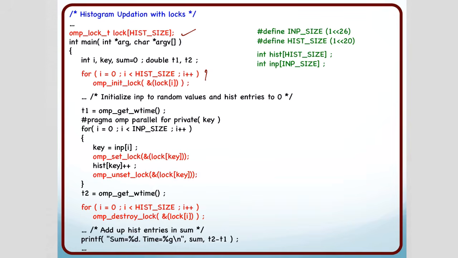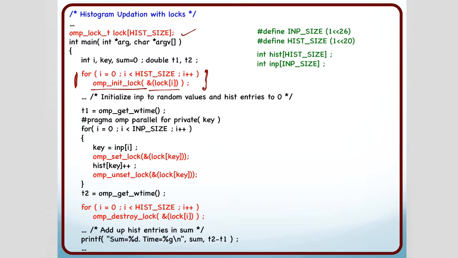How do I use locks? So first I have to initialize the locks. I have to initialize every lock before using it. Okay, so here I am initializing the locks. So for that we basically use the omp_init_lock function and you pass the address of the lock. Right, so I have to use a for loop and initialize all the locks.